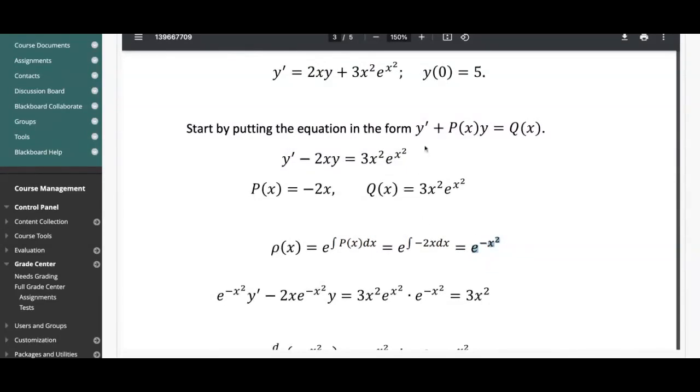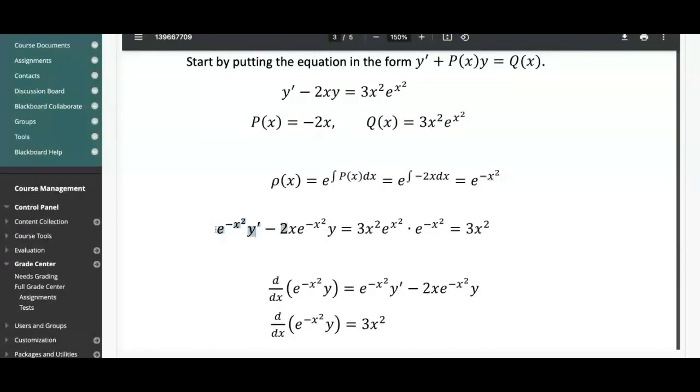Then multiply the terms. Multiply these two terms by the integrating factor. Multiply this term by the integrating factor. So we get this. So the left-hand side is this. The right-hand side is this, and the right-hand side can be simplified to be 3x squared. And the left-hand side, we know is just the derivative of the integrating factor times y. And that equals the right-hand side, 3x squared.